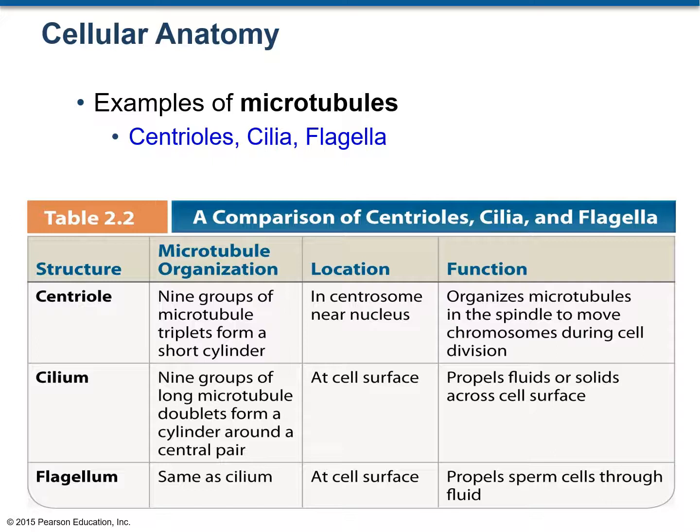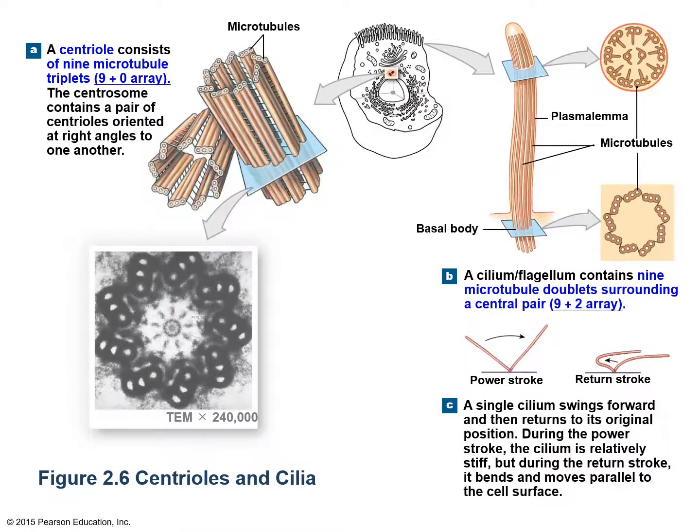Centrioles are important for cell division, and we will learn about it later on. The cilium, which is singular, the plural would be cilia. These are short hair-like structures present in some of your tubes inside the body, for example, the trachea. The flagellum is the tail of the sperm. The microtubules are arranged in a specific fashion inside the centrioles and the cilium and the flagellum.